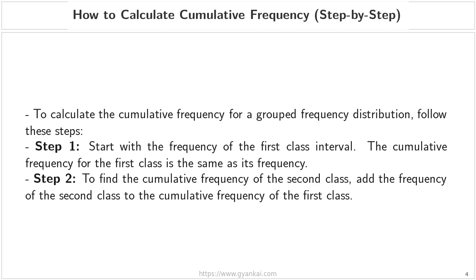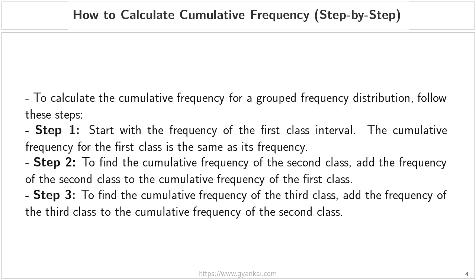Moving on to step 2. To find the cumulative frequency for the second class, you take the frequency of this second class and add it to the cumulative frequency we just found for the first class. Next, step 3, the pattern continues. To find the cumulative frequency for the third class, you take the frequency of the third class and add it to the cumulative frequency of the second class.